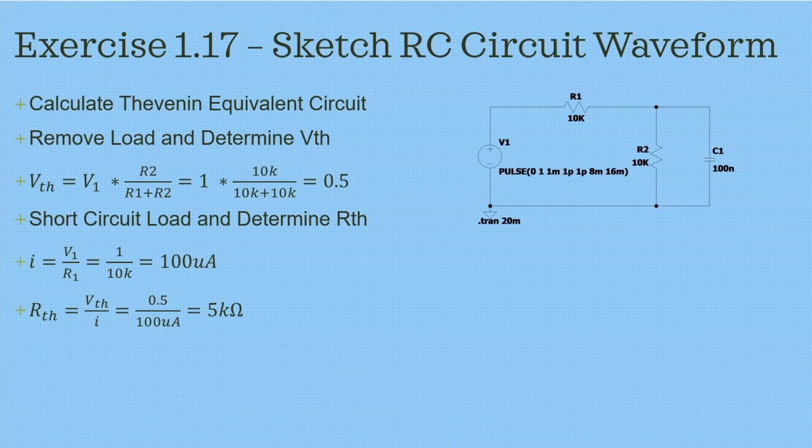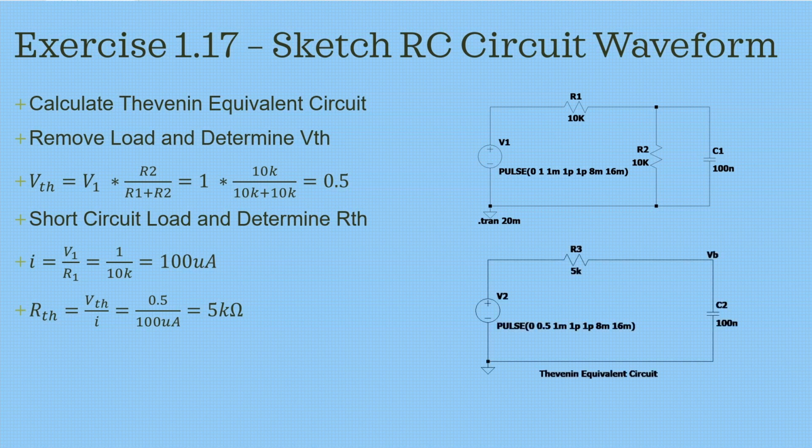And using this current, we can calculate the equivalent Thevenin resistance, which will be equal to the Thevenin voltage divided by the current that we just calculated. So that's 0.5 divided by 100 microamps, which gives us an equivalent resistance of 5 kilo ohms. Now we can redraw this circuit using the Thevenin equivalent circuit, which tells us that we have a 0.5 volt step input and a 5K resistor in series with the C2 capacitor that we have in place.